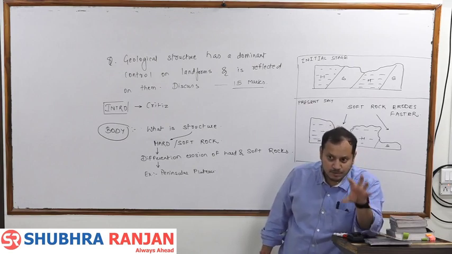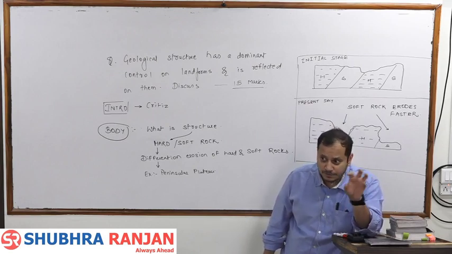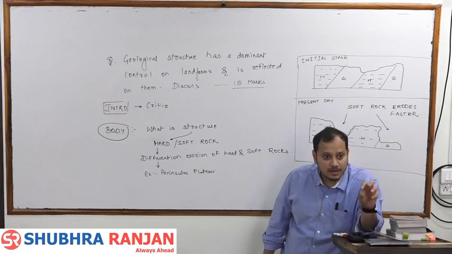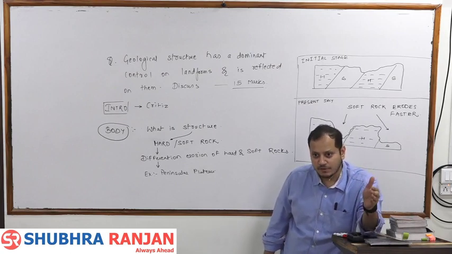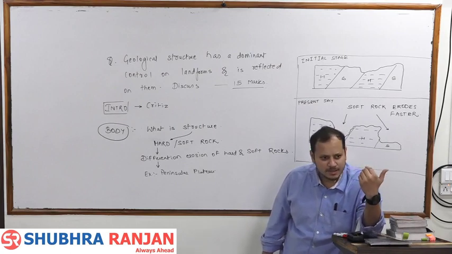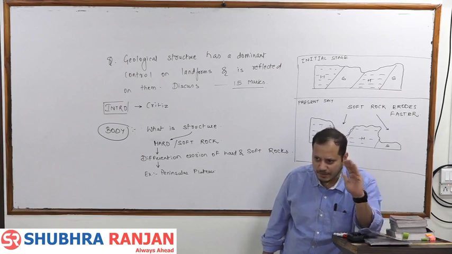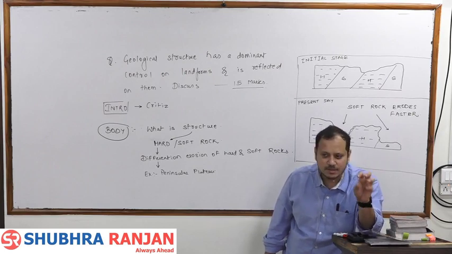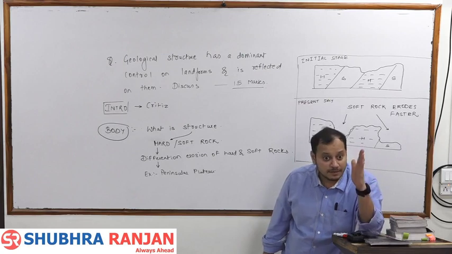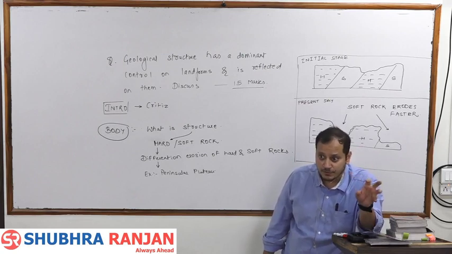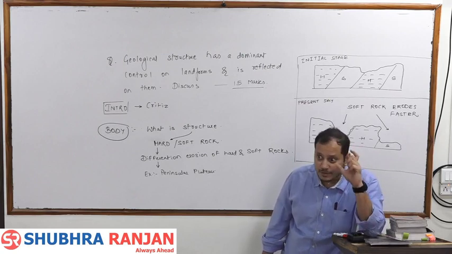Processes, if the same process is acting on two different rocks, then the hard rock will be more resistant to erosion. The soft rock, which maybe has chalk, where the limestone is there, will be eroded much faster. So processes also will play a role. And if the process is acting, we have seen in the photos, can you distinguish which process is acting?